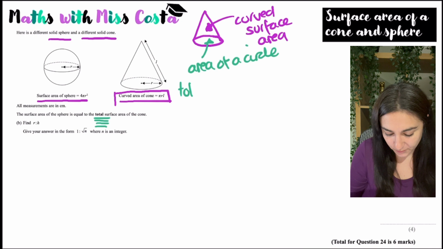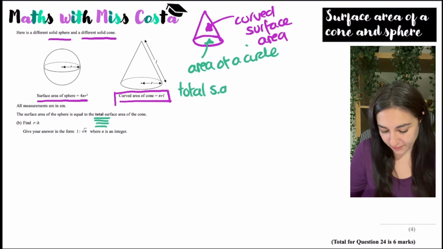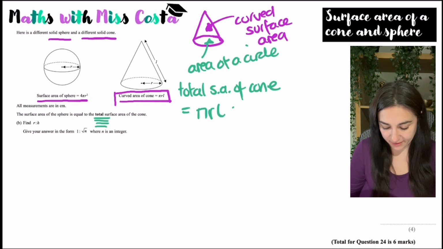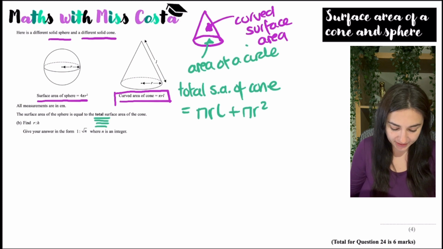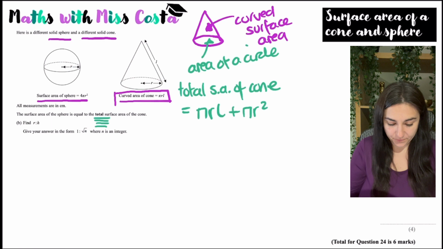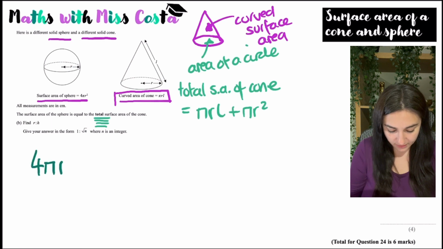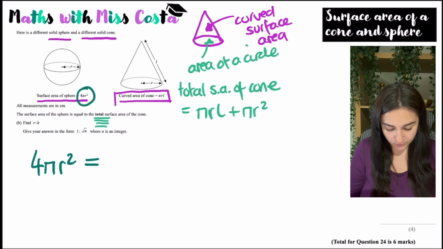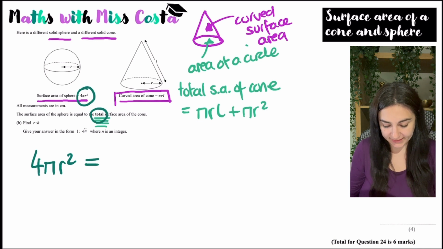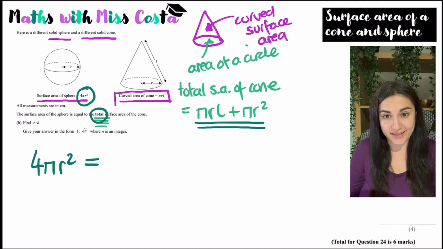So the total surface area of a cone is pi RL, which is the curved surface area, plus the area of the circle. And the area of a circle is pi r squared. Okay, so once again, we've got the information we need. We know that 4 pi r squared, which is the surface area of the sphere, must be equal to the total surface area of the cone, which is this.